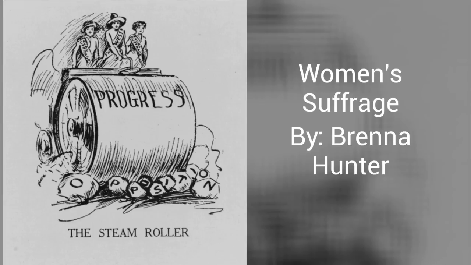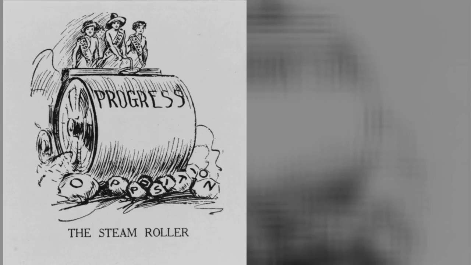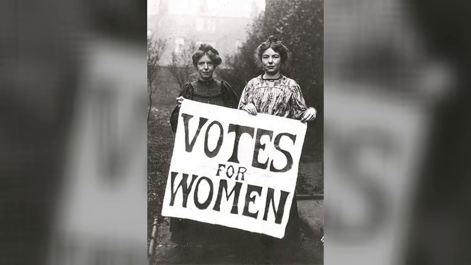This presentation is about women's suffrage. On July 4th, 1776, the United States of America became a country of freedom. That freedom didn't always come equally, though. White men were allowed to vote on state and on national levels, but women weren't.